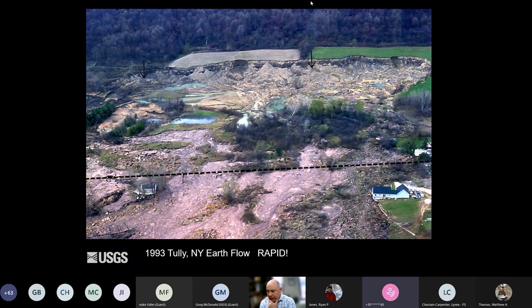This is the 1993 Tully landslide, which was classified as a rapid earth flow. The dashed line in the photograph that you're looking at is a road. It's completely buried. There's a house over on this portion of the screen. This house was located on the other side of the road before the landslide happened. No fatalities occurred with this landslide, but a lot of displaced houses and quite the mess. Again, these were in glacial lacustrine clays and some of these steep-walled valleys throughout the Finger Lakes area of central New York State.